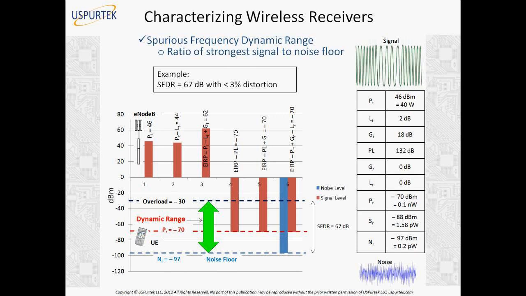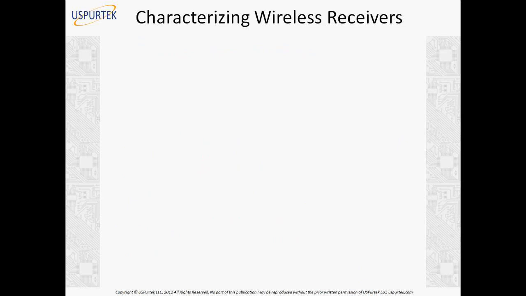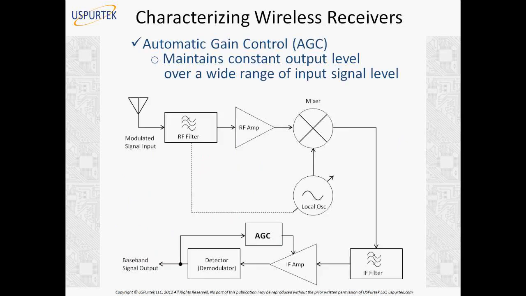Well, automatic gain control, it's a very simple function, but a very important one. It has to maintain a constant output level over a wide range of input signal levels. Input signal level can change from very weak to very strong, or somewhere in between. What that means is that it could cause a very inconsistent response from the amplifiers.